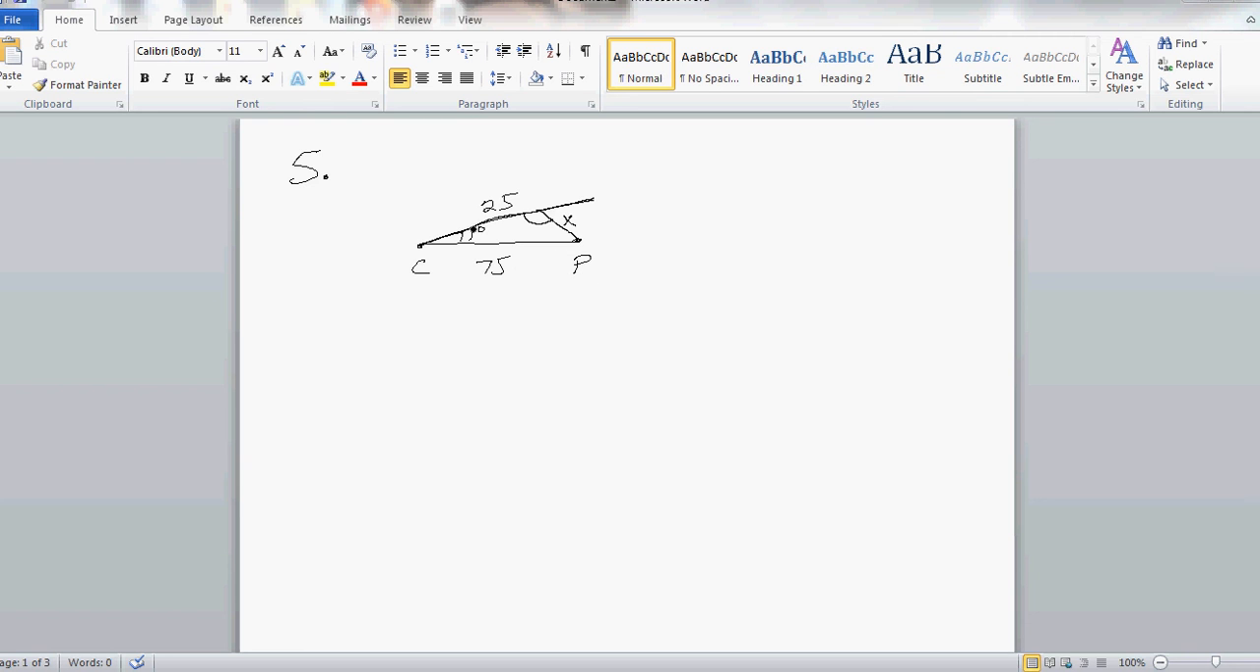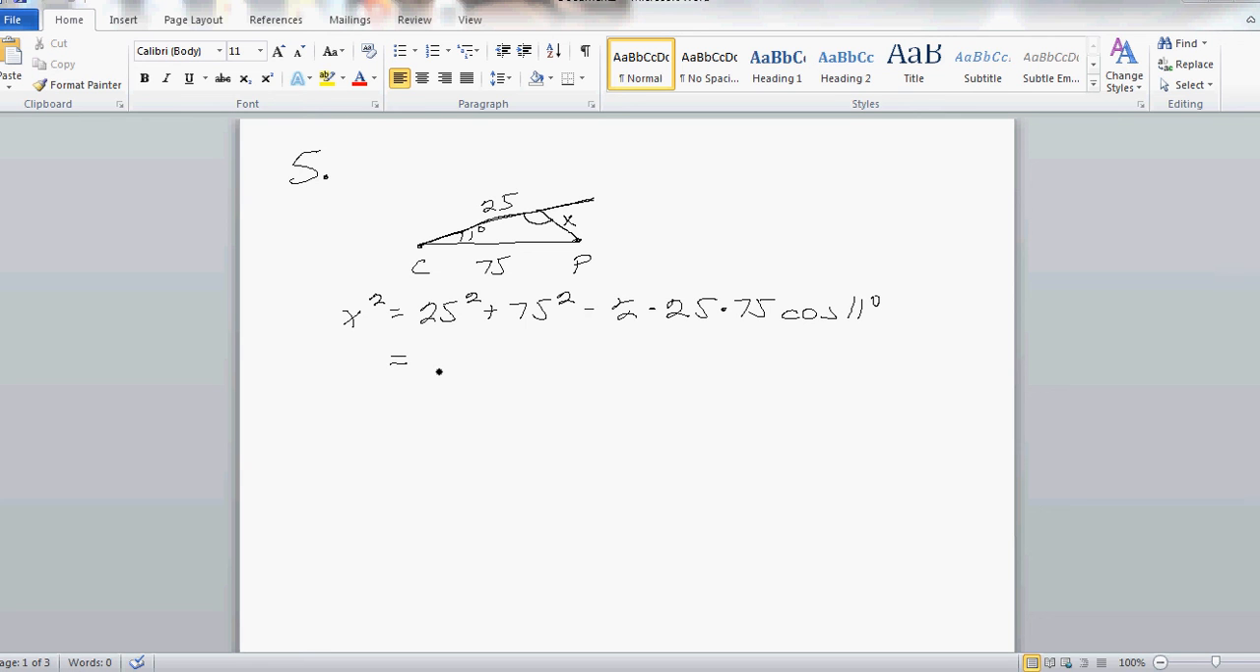So we look at this, we have side, angle, side, so that is law of cosines, and we want to find this side over here, which we could calculate pretty quickly with the law of cosines. So that will become x squared equals 25 squared plus 75 squared minus 2 times 25 times 75 times the cosine of 11 degrees.